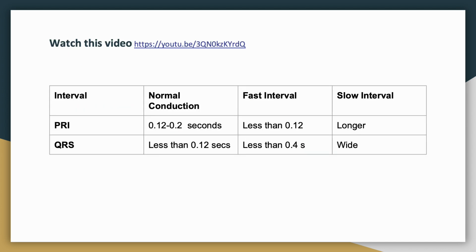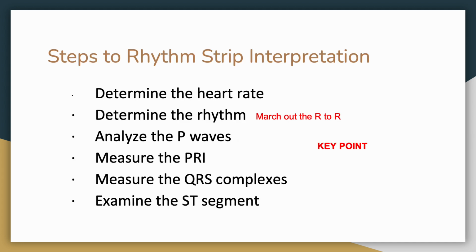Okay. So normal conduction, your PR interval should be 0.12 to 0.2 seconds. And you don't even need to know fast or slow because we're not getting that deep. QRS is going to be less than 0.12 seconds. Means it's going to be skinny. It's going to be narrow. Narrow is normal. So we like that. Okay? And you're not even going to be asked to measure intervals. You're going to eyeball it. I'm going to show you how.